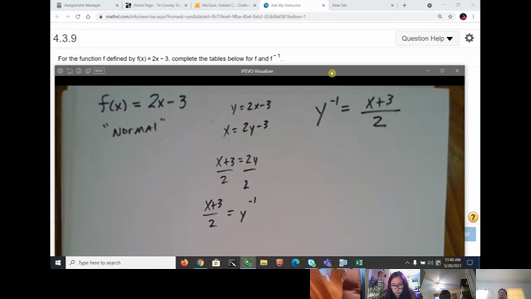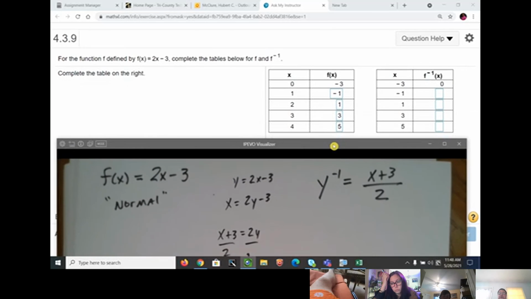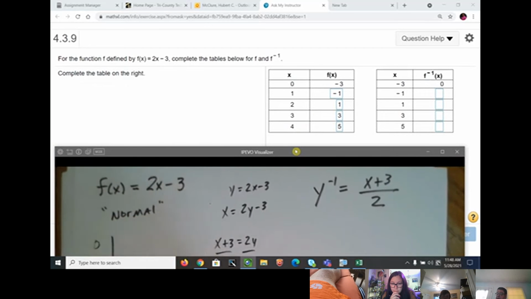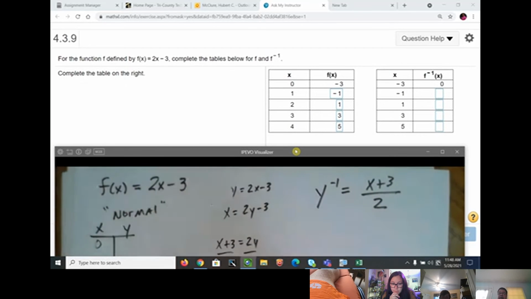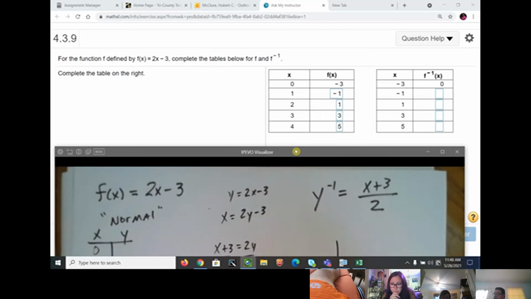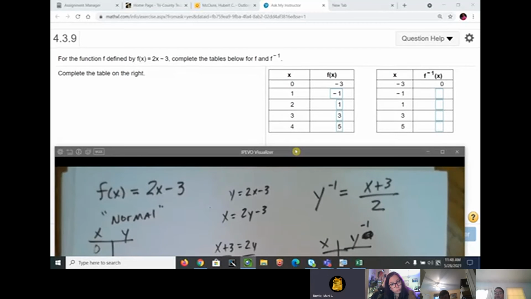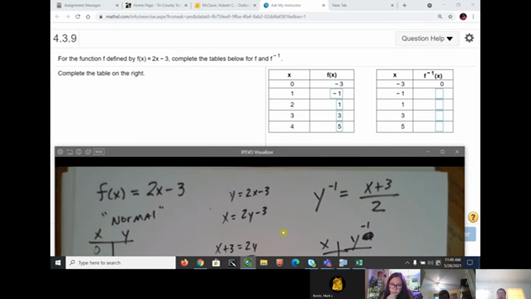Now, they've got two tables there, so I'm assuming they want you to just plug and chug for the first one: 0, 1, 2, 3, 4, and that's x, and you get y. And over here, they want you to plug in x and get y inverse. So that's -3, -1, 1, 3, 5. Now there's an easy way to do this, and I would just do it on your calculator.